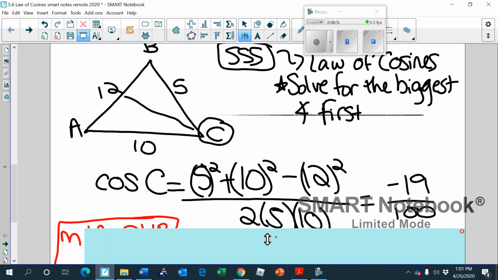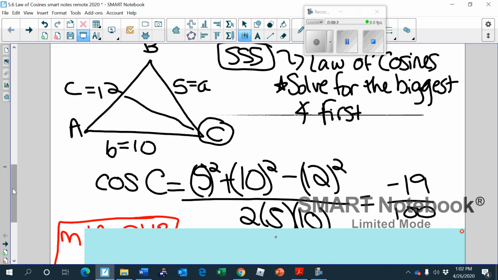So cosine C is A squared, right? And you can even write down, okay, I know that this is A. Maybe that will help, so you know exactly what to plug in. This is C, and this guy is B. So you're plugging in A squared, so 5 squared, plus B squared, so plus 10 squared, minus C squared, so minus 12 squared. You're going to throw all that into a calculator and get an answer.